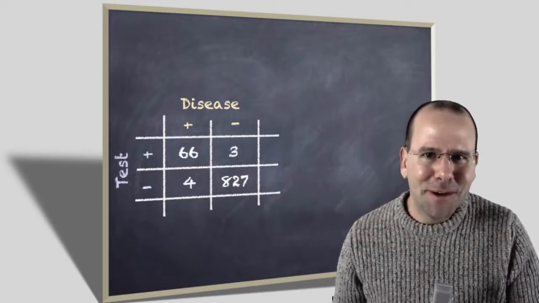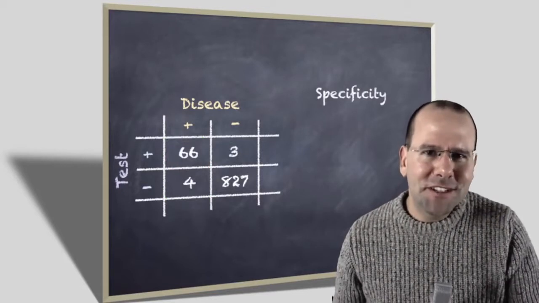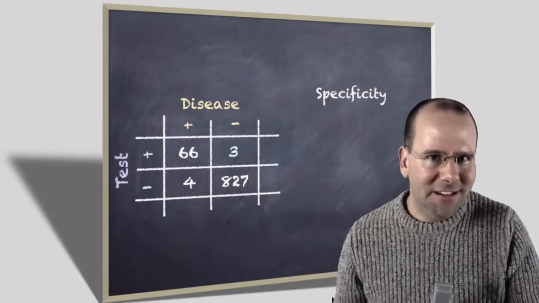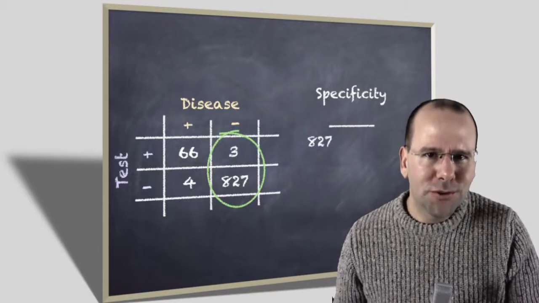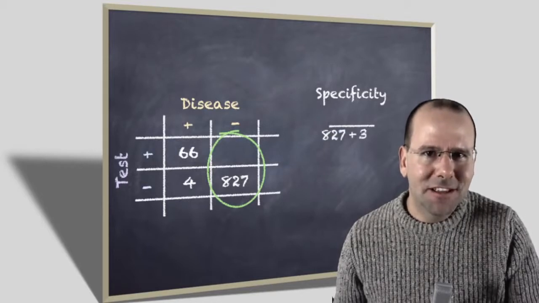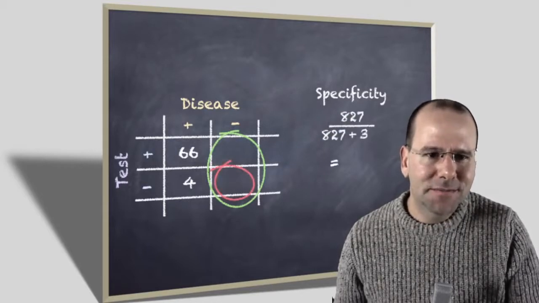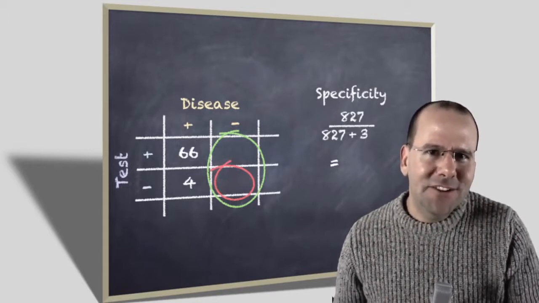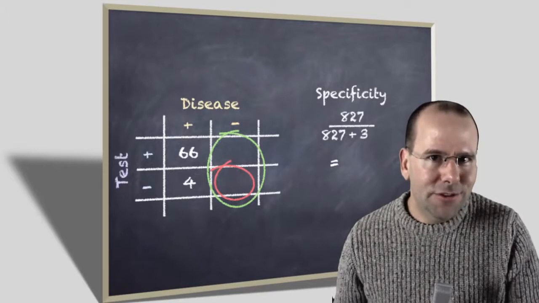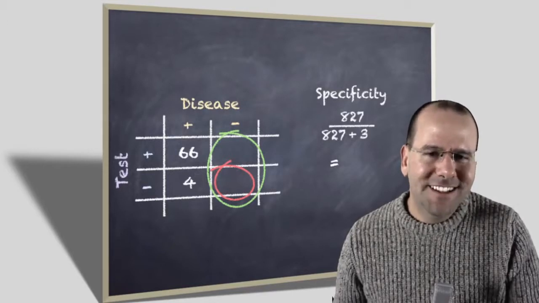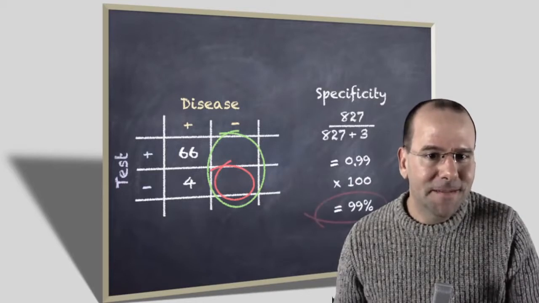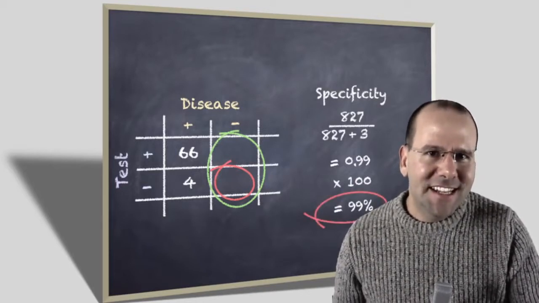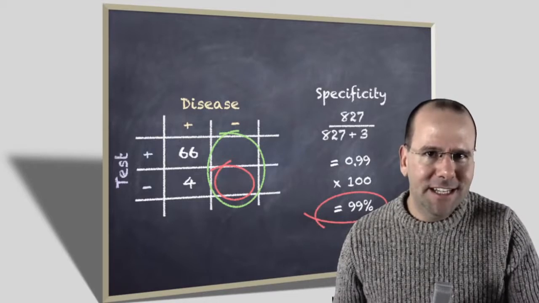The next thing we're going to talk about is specificity. We're interested in the population of people who are actually negative. Those are the ones that are encircled in green. And we want to know what proportion of those people test negative, those that are encircled in red. So in this case, those encircled in red are the true negatives. So here we're saying 827 of the 830 will correctly test negative. So 827 over 830 is 0.99, which is 99%. So of people who don't have the disease, 99% of them will be correctly identified by this test.